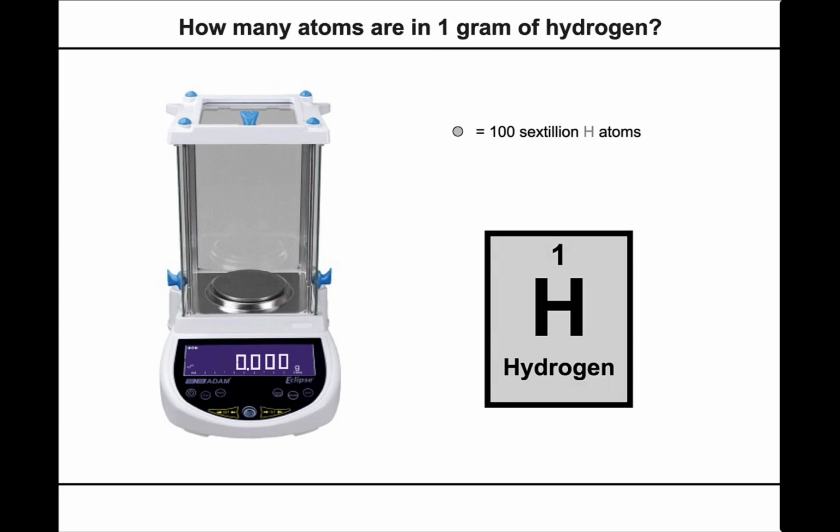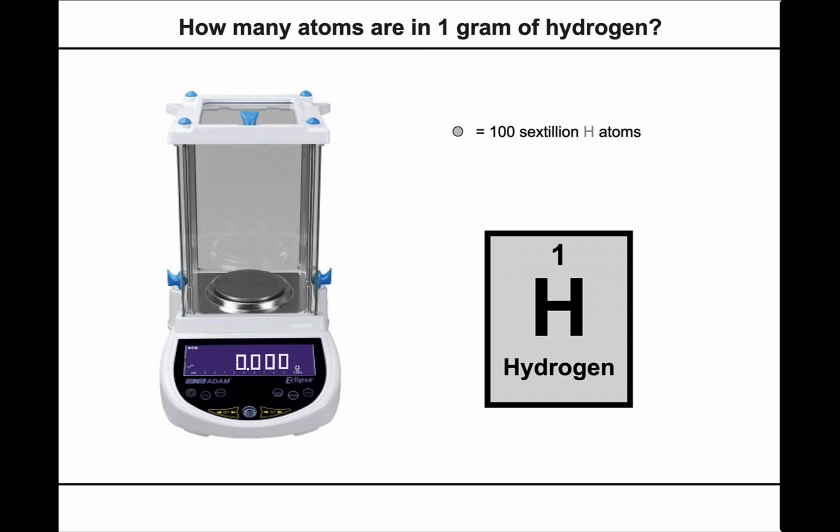If I were to, instead of weighing out 1 gram of Skittles, which is 1 Skittle, weigh out 1 gram of hydrogen, what would that look like? Well, it's going to be a lot of hydrogen atoms. The question is, how many hydrogen atoms is a gram of hydrogen? This is a really, really important question. You may want to write this down just to focus yourself. Write down how many atoms are in 1 gram of hydrogen.